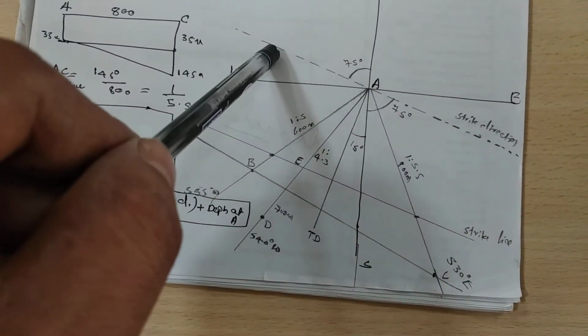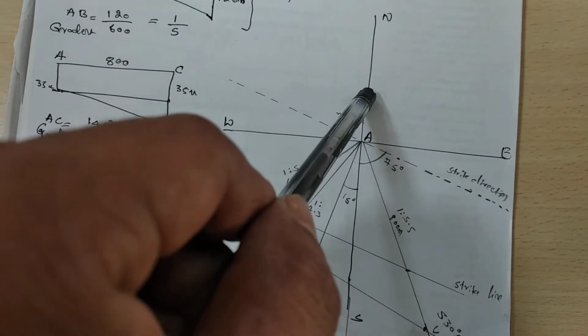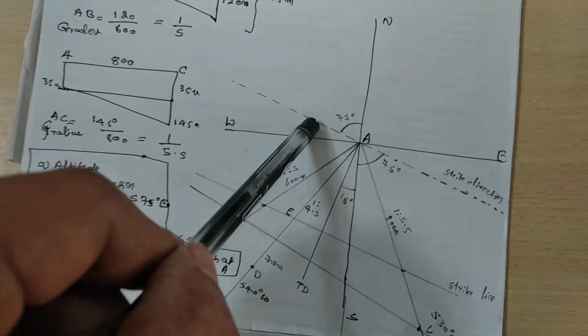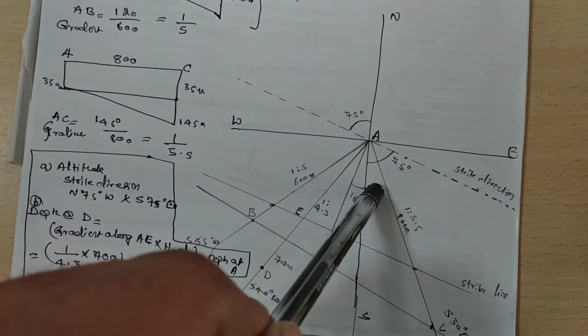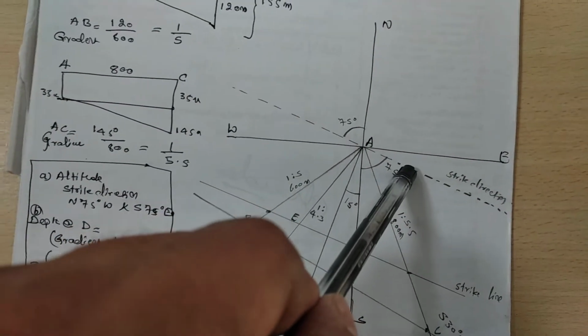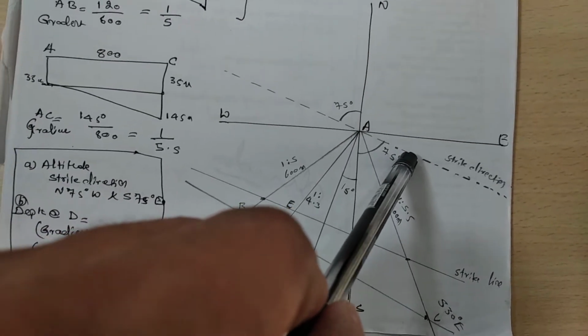This is a strike direction, and take a protractor and measure with this. Fix it here and measure with it. This will become north 75 degree west, as well as south 75 degree east. Now we got the strike direction.